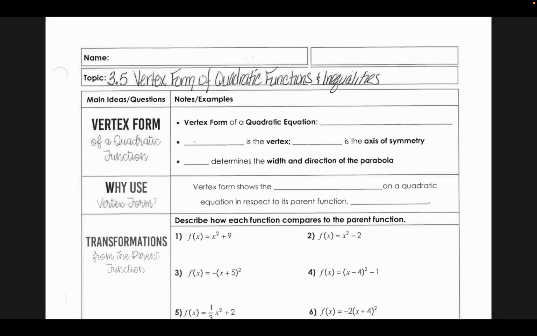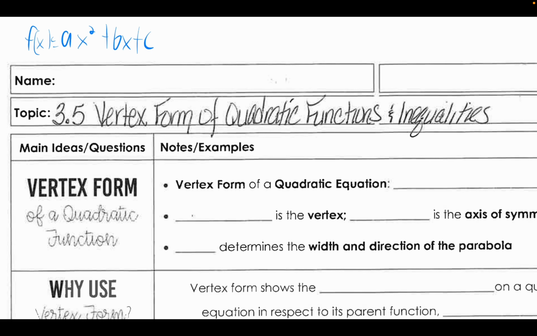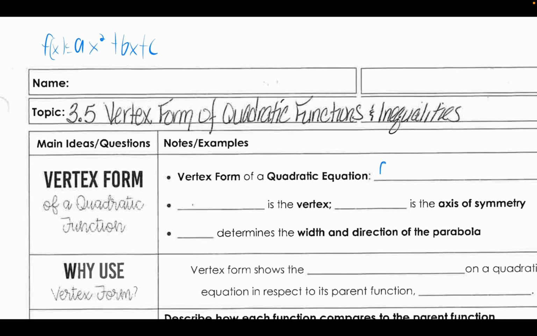Welcome everybody to Algebra 2, Section 3.5, Vertex Form of Quadratic Functions and Inequalities. So we talked last time about standard form of quadratic functions, and standard form, let me remind you, was f of x equals ax squared plus bx plus c. Vertex form is a little bit different. It is f of x equals a times the quantity of x minus h, quantity squared, plus k.